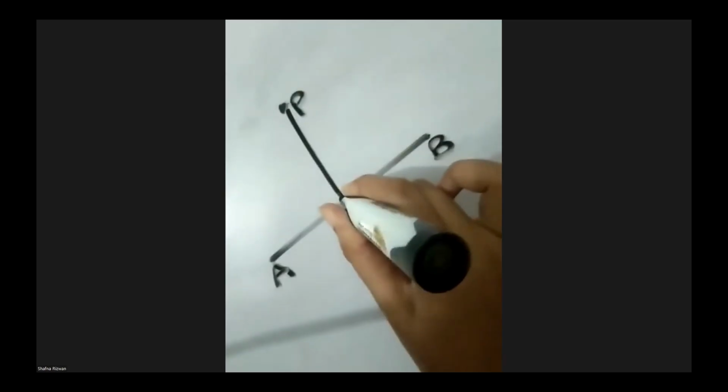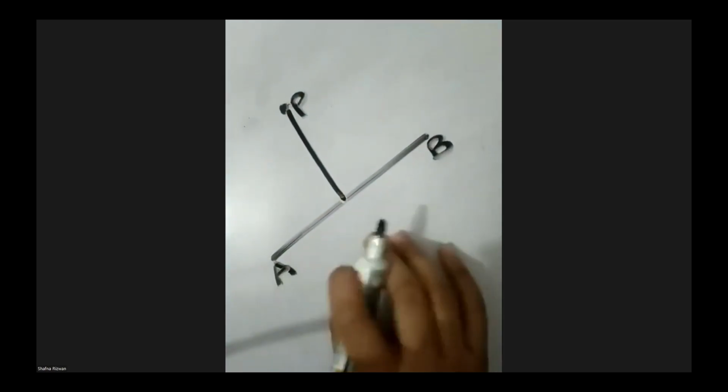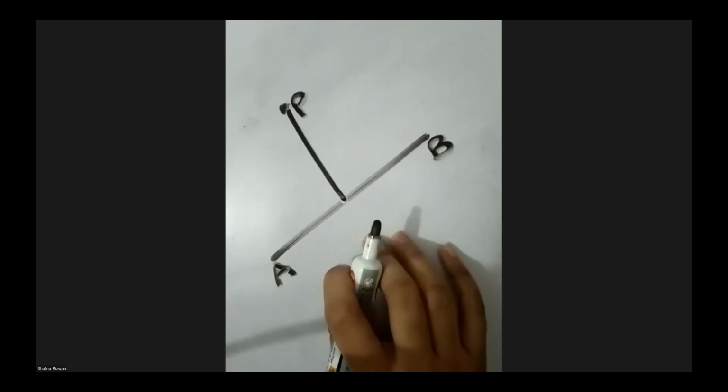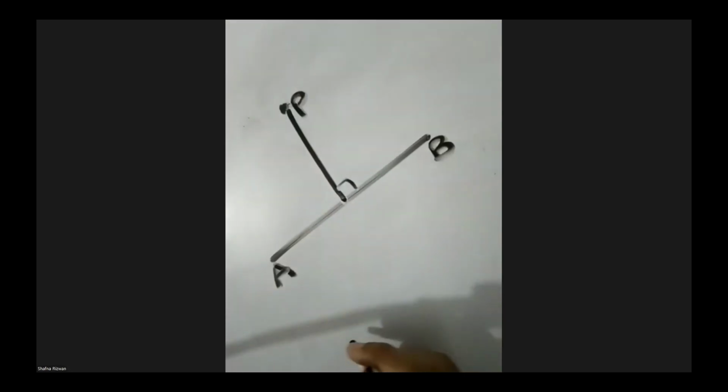So from P to AB, how can you draw a line? That one line you have to join here. Once you join this line, you call it the perpendicular distance. Whenever they ask you to draw a line from this point to the line AB, you have to draw a straight line. It will become 90 degrees to this. So you call it the perpendicular distance.